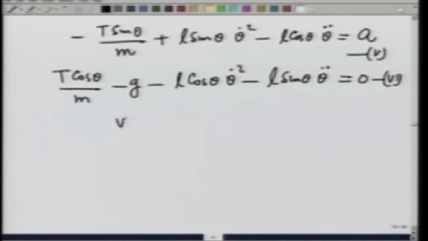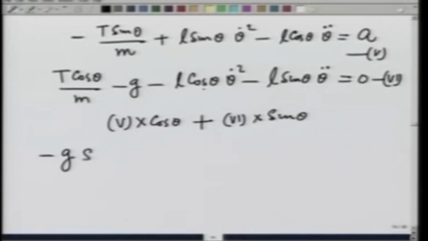Multiply equation number 5 by cosine of theta and multiply equation number 6 by sine of theta and add. If I do that, I get the first term T: minus T sine theta cosine theta plus T cosine theta sine theta, that cancels. Second term: L sine theta, theta dot square cosine theta minus L cosine theta sine theta, theta dot square, that cancels. So I get minus g sine of theta.